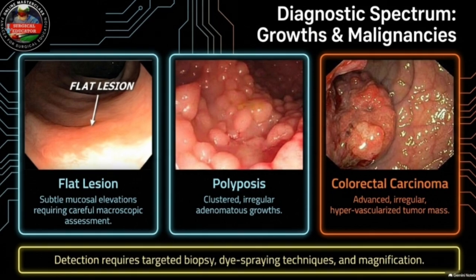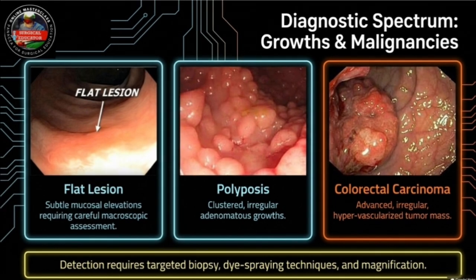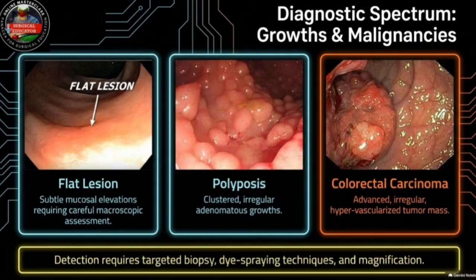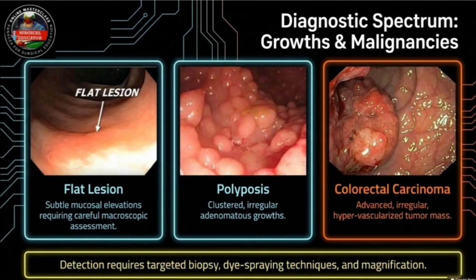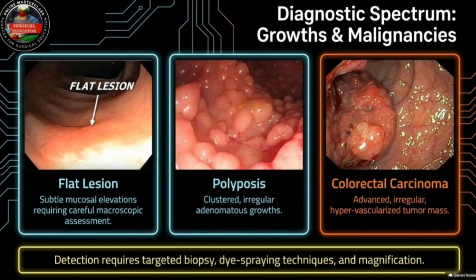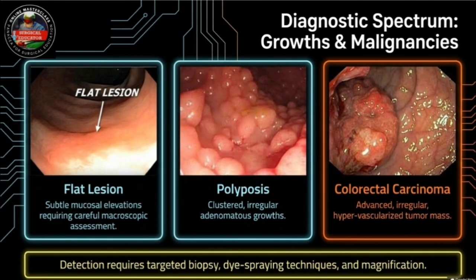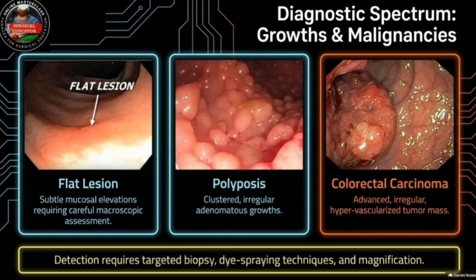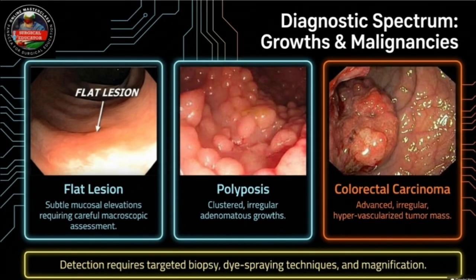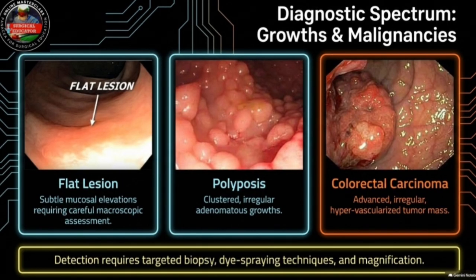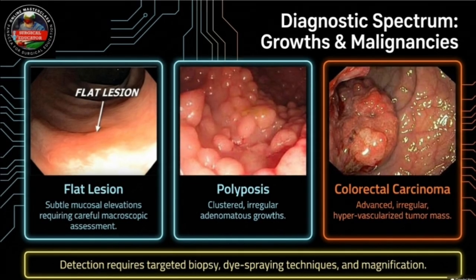But the slide specifically notes that the flat lesions require dye spraying techniques, known as chromoendoscopy, just to define their borders. How does spraying dye help you see a flat growth? Well, flat lesions don't protrude into the lumen, so they don't catch the light from the endoscope the way a normal polyp would. Okay, so they hide in plain sight. Right. So chromoendoscopy involves spraying a contrast dye, like indigo carmine, directly onto the tissue. Does it stain the cancer cells?